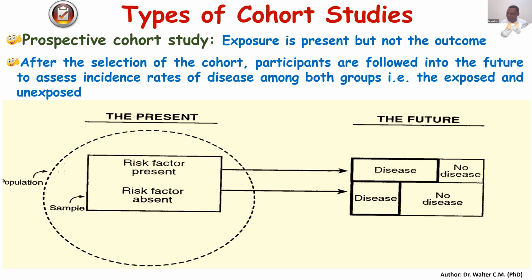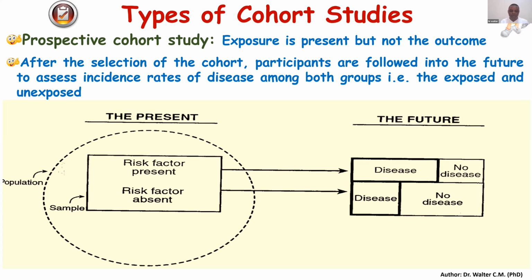You start following whether he or she will develop the problem of interest. This is called a prospective cohort study. So, for instance, you want to establish the relationship or association between smoking and the development of lung cancer. You recruit those who are smoking, but they have not developed lung cancer, and then you start following them.